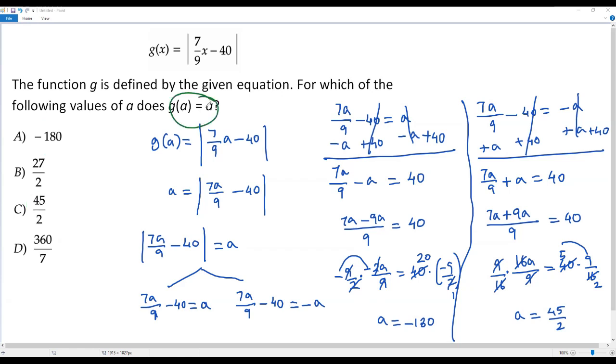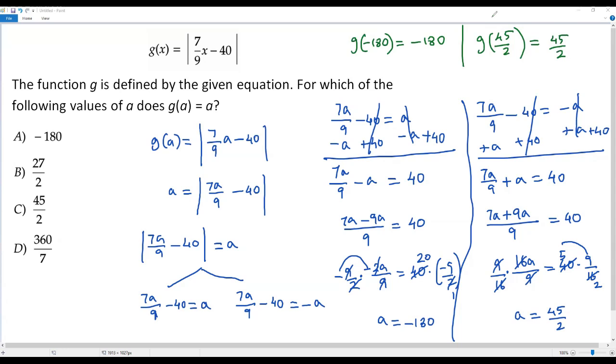Okay, now let me take this equation because I have solved for a, and I've got these two values for a only from this equation, g of a equals a. Now let me plug in the two values of a over here in the given equation. That is, let me plug in the first value. That is g of negative 180 equals negative 180. That is, I have plugged in negative 180 for a over here and here. Let me do the same thing for the second value of a. That is g of 45 over 2 equals 45 over 2.